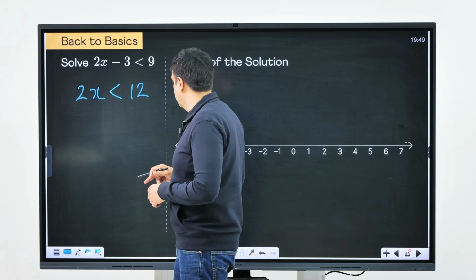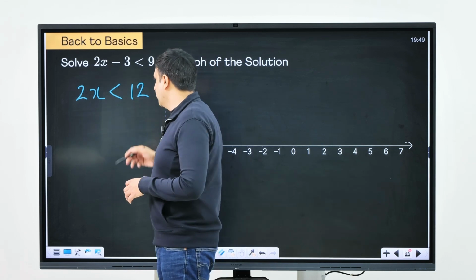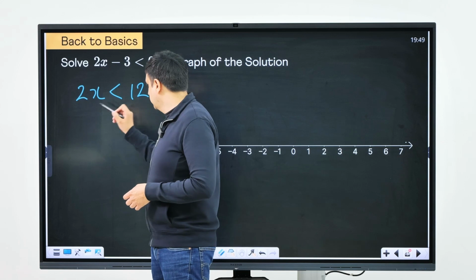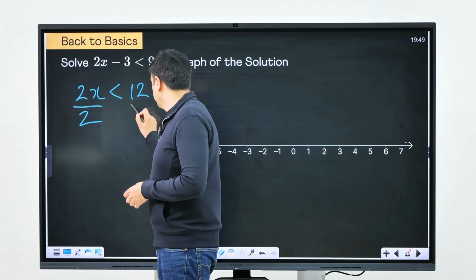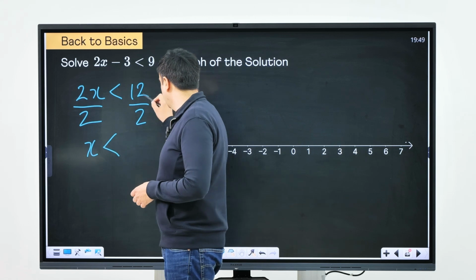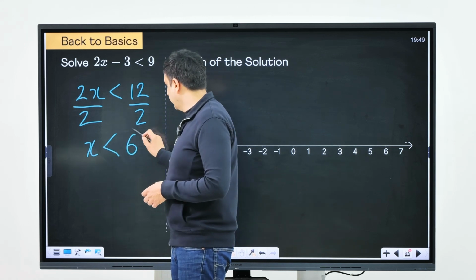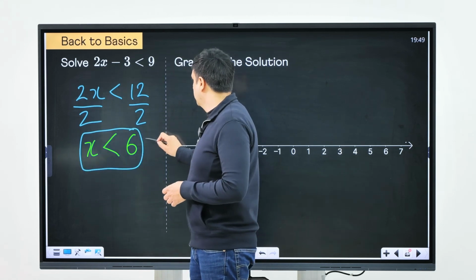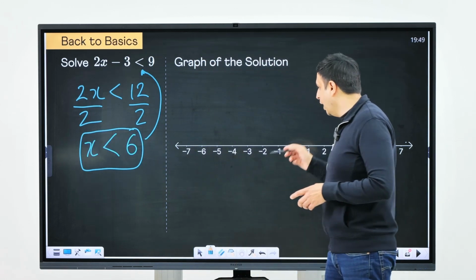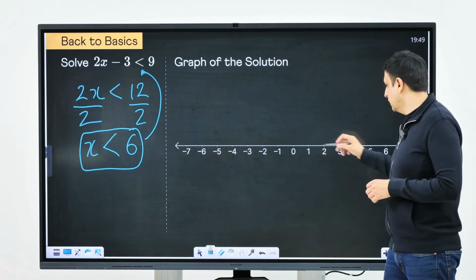So 2x is less than 12, and now you can divide both sides by 2, and once again the inequality would still hold. So let's divide both sides by 2. So we would get 2x over 2, which is x, less than 12 over 2, which is 6. So this is the solution to this inequality. x should be less than 6. So how do we graph this on this number line now?